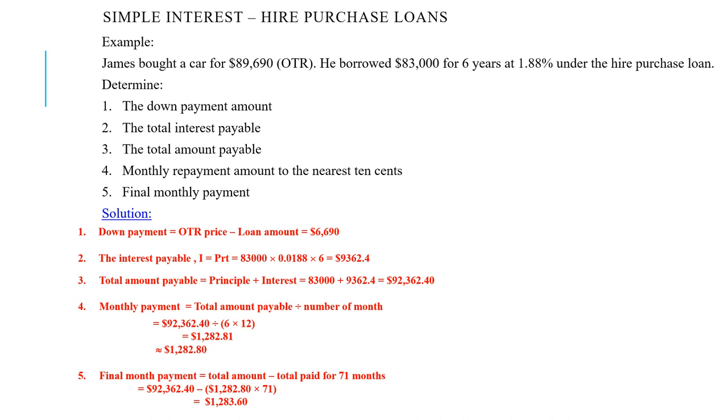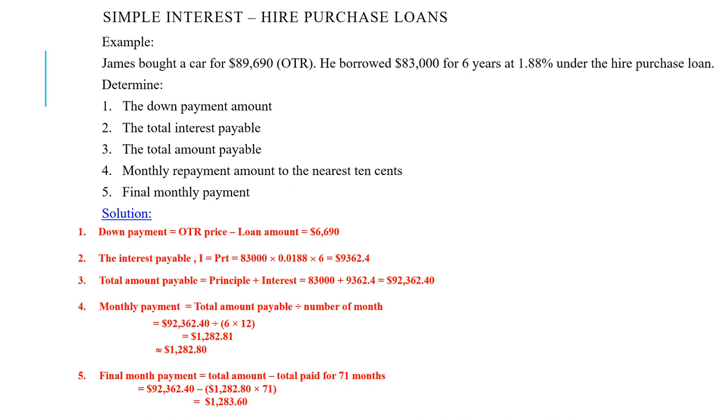Okay. What is the down payment amount? Down payment is a deposit. How to find the deposit? You take the price of the car minus how much he borrowed. That will be the deposit that he pays, which is 6690. Interest payable. Whenever you're doing a hire purchase loan, it's always simple interest. You're buying a car, you're buying a house, you're buying anything, it's simple interest, okay?